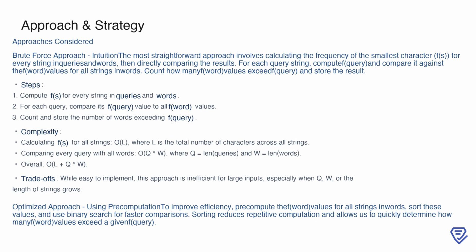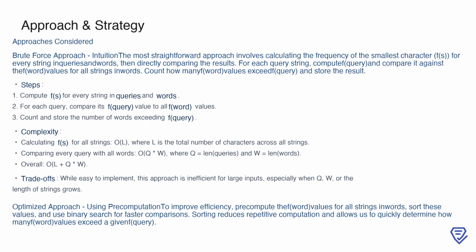To solve this problem, we first considered the brute force approach. This method is the most straightforward. For each string in both the queries and words lists, we compute the frequency of its smallest character, denoted as fs. Then, for each query string, we compare its f(query) value against the f(word) values of all strings in words. Finally, we count how many f(word) values are greater than f(query) and store the result for that query.